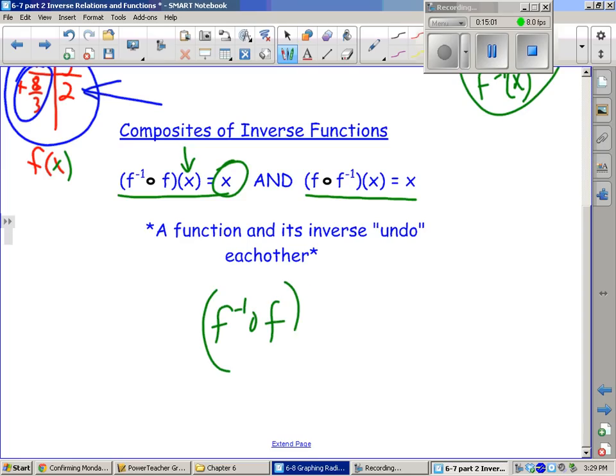So if we had this, that's 1,000, right? How easy is that? Because the inverse and the regular function undo each other. Right. Very cool. This is some crazy stuff.